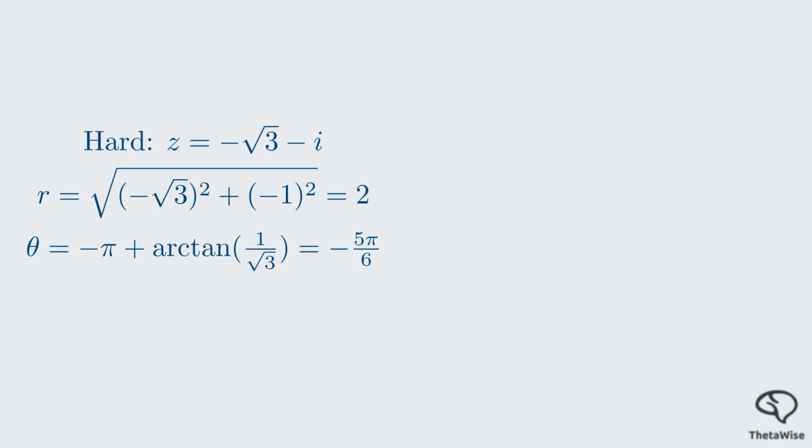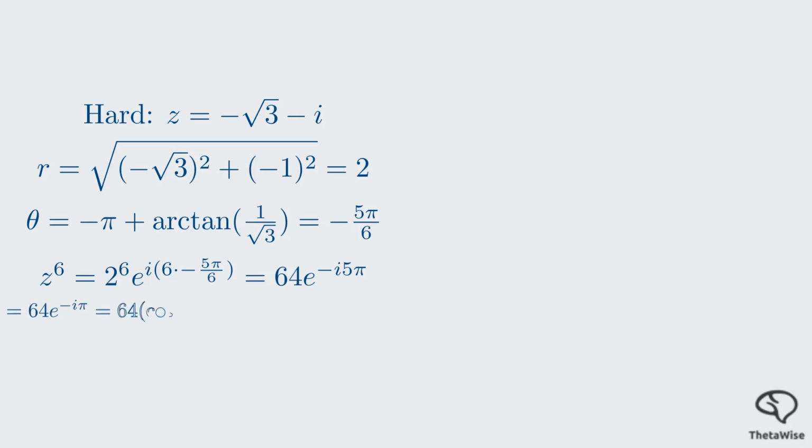Now apply de Moivre's theorem. z to the 6 is 2 to the 6 times e to the i 6 times negative 5 pi over 6, resulting in 64e to the minus i 5 pi. Since negative 5 pi is equivalent to negative pi, we get 64e to the negative i pi. Expanding this gives 64 times negative 1 plus 0, which is negative 64.